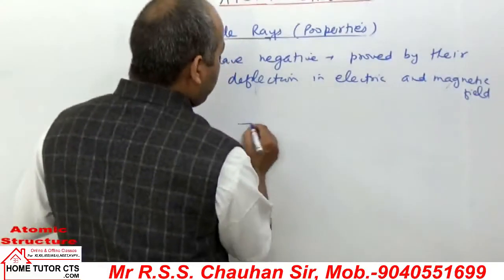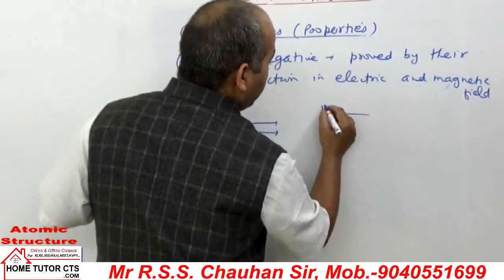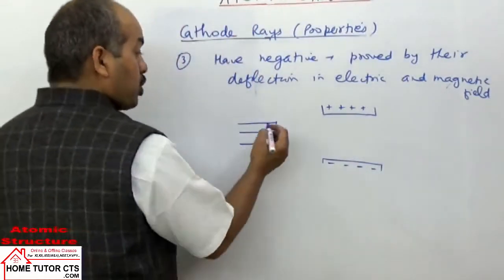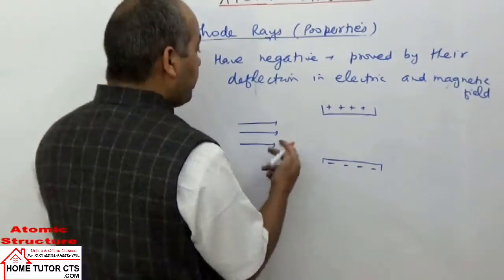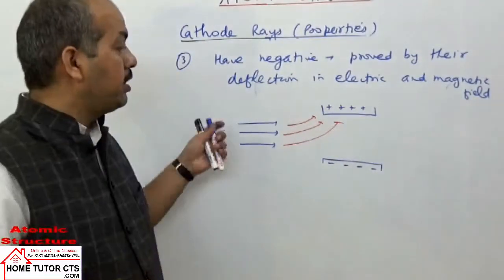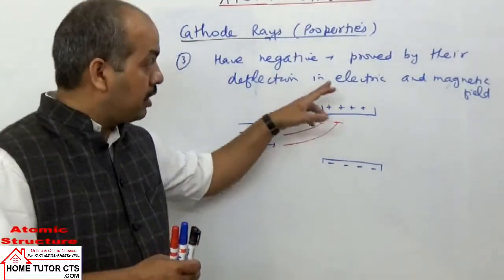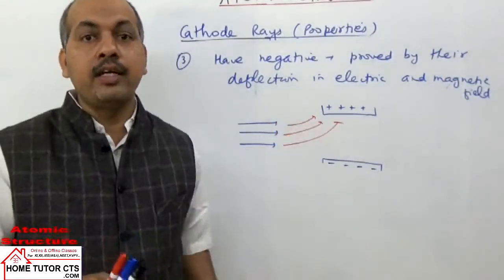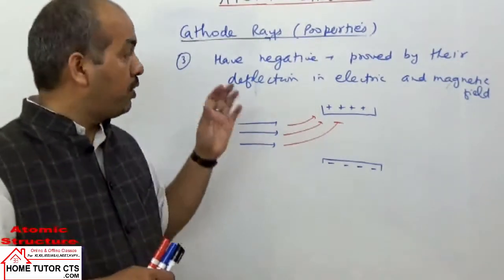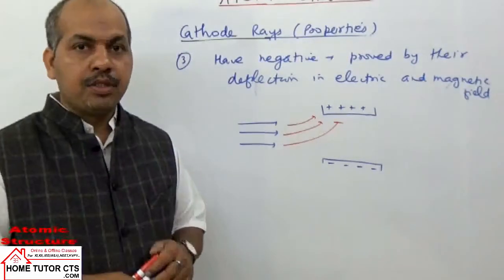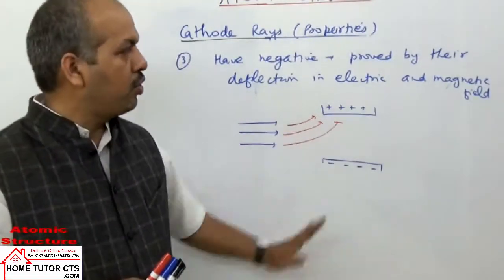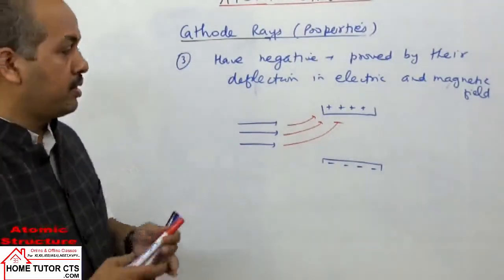What happens? See, there is a beam of cathode rays. Suppose we apply an electric field, with positive plates and negative plates. The deflection of the cathode rays towards the positive plate is indicative that these rays are carrying negative charge. Similarly, when we apply a magnetic field, these rays are deflected, indicative that they carry negative charge. So deflection in the electric or magnetic field proves that the cathode rays have negative charge. I hope it is clear.